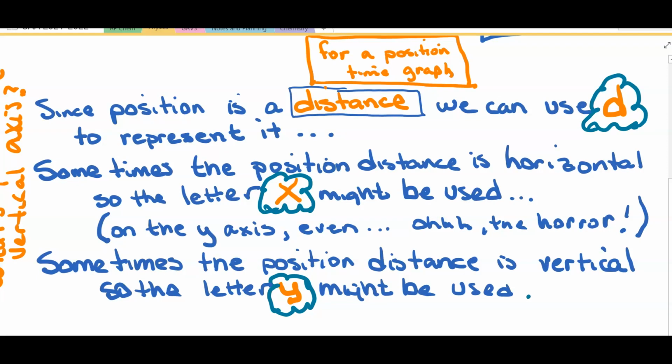Sometimes the position distance is vertical. We dropped a Chromebook out the third floor window. It fell down. Its displacement, its position went from being high to low. So when things travel in the vertical direction, we sometimes use the letter Y to represent the y-axis. That made up for the horror of having X on the Y.